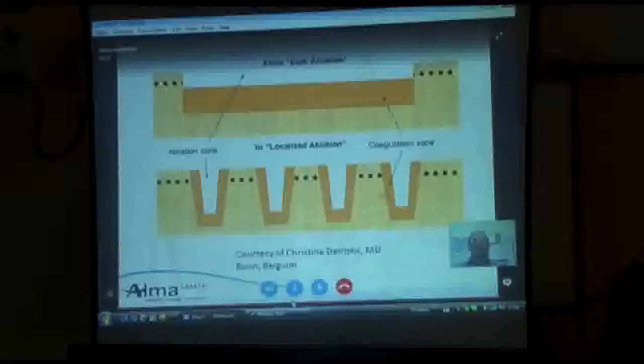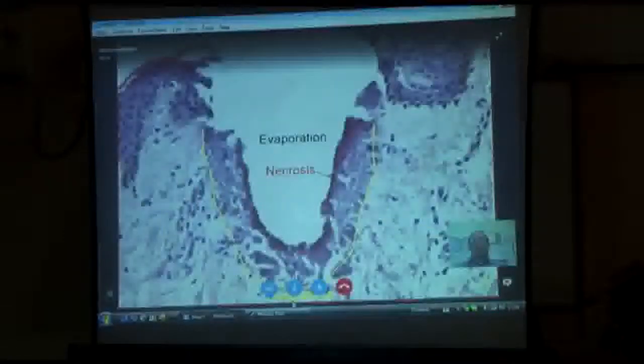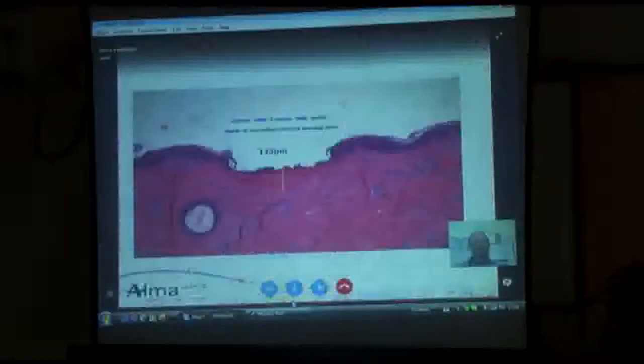And here is a bulk ablation on the top versus a localized ablation, or fractionated laser, showing ablative zones and coagulative zones that we're all familiar with, in our new era of lasers that are available in CO2, erbium, 1540, Q-switch laser, etc. So these are the histological characteristics of evaporation, necrosis, and thermal effect of a single pixelated or fractionated zone created by a fractional ablative laser, which was the CO2.